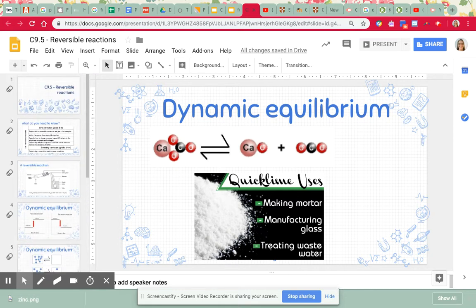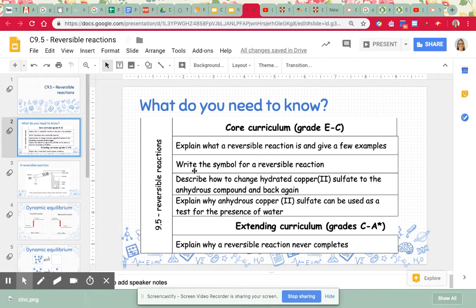So hopefully now you should have seen the experiment where we change hydrated copper 2 sulfate to the anhydrous version. You should be able to say that it's very important as a test for the presence of water, because if we have the white anhydrous copper 2 sulfate and we put it in the presence of water, then it will turn blue. So it's a very clear indicator of whether water is there or not. If water's there, it will turn blue.